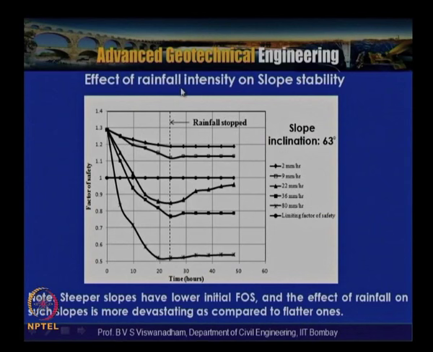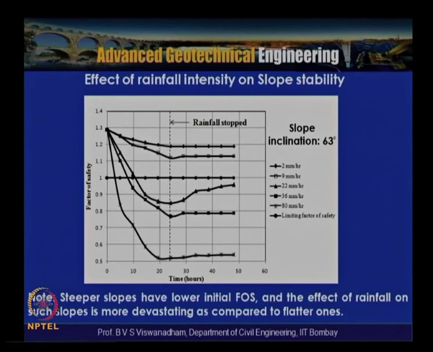With a low rainfall intensity there is not much variation, but for the 63 degree slope with 22 mm per hour, within 10 hours the slope comes to the limiting factor of safety. Further, with 36 and 80 mm per hour, the slope reaches it in very short durations of rainfall. So this shows that steeper slopes have low initial factor of safety, and the effect of rainfall on such slopes is more devastating compared to flatter slopes.